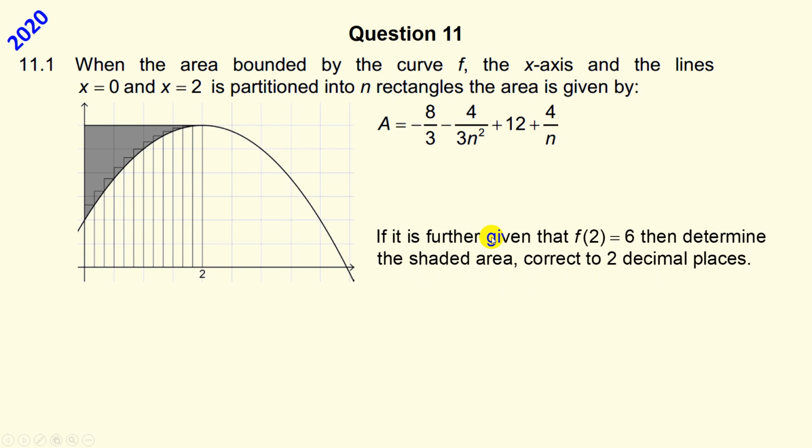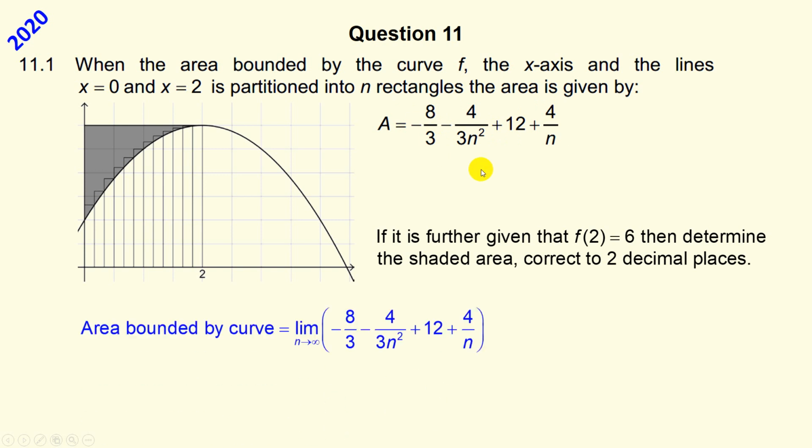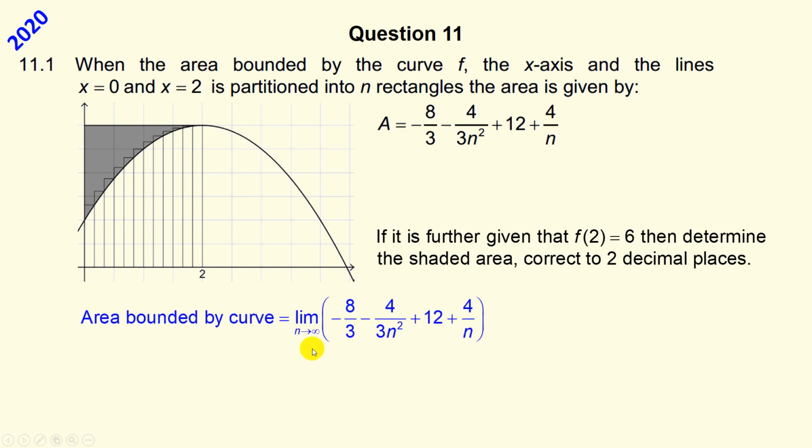So if it's further given that f of 2 equals 6, so therefore that distance there is 6, determine the shaded area correct to 2 decimal places. Well, this is the rectangle minus the area under the curve, clearly. So the first thing we're going to have to do is find the area under the curve, which means finding the limit as n tends to infinity of that expression.